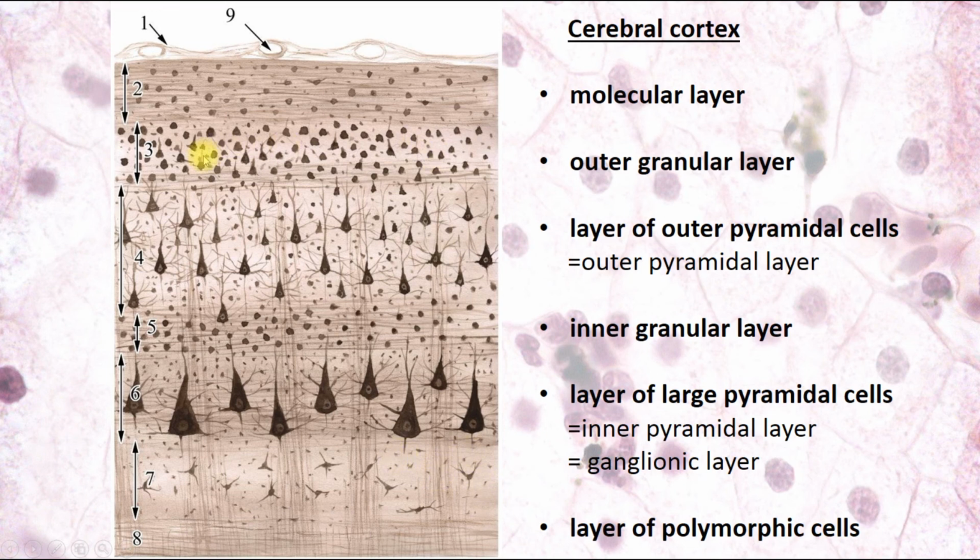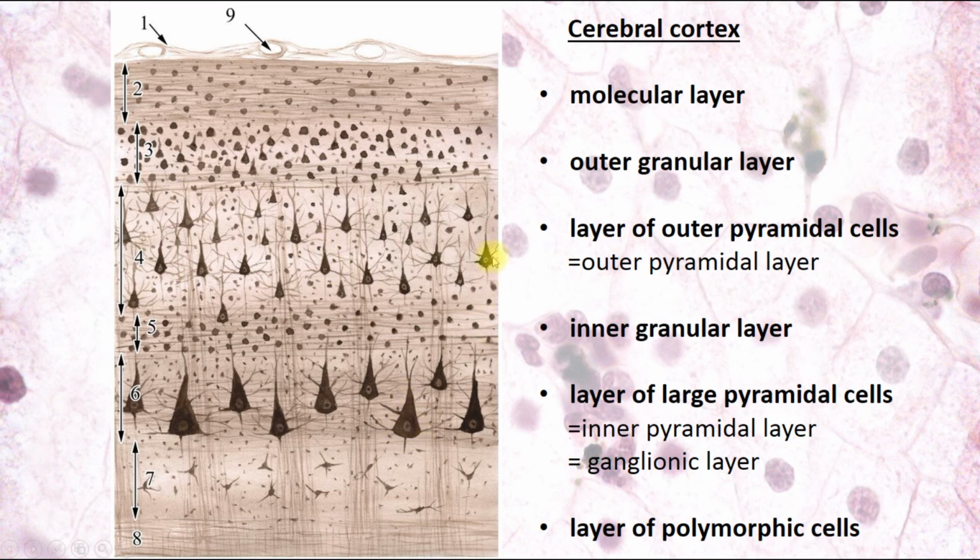And let's look at 4 inner layers. We have 2 granular layers, outer and inner, and also we have 2 pyramidal layers, outer and inner pyramidal layers. Here we can see them. So granular layers have mainly cells which have granular round shape, and they are very small and numerous. Here we can see outer and inner one. And pyramidal layers have cells whose shape is like pyramids. Here we can see pyramidal cells.